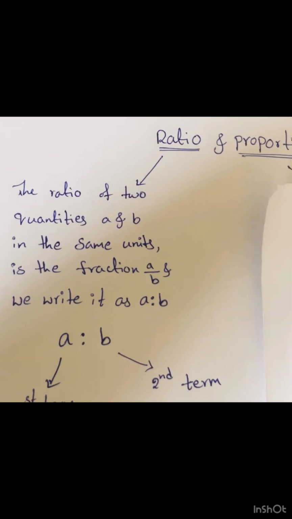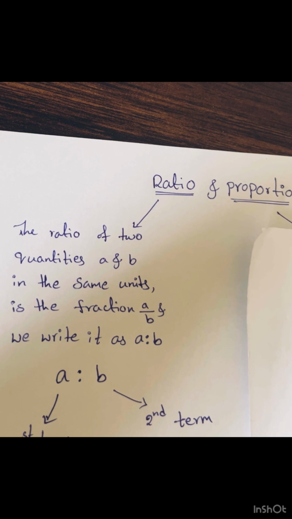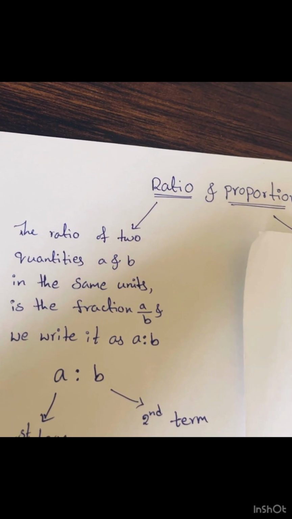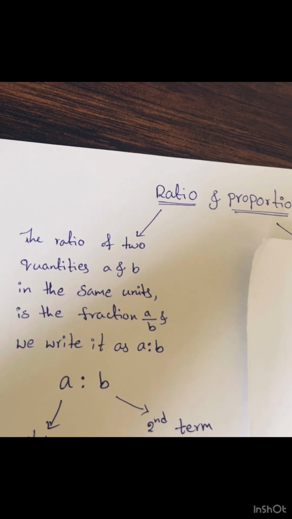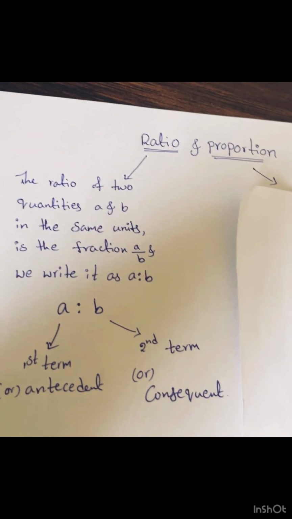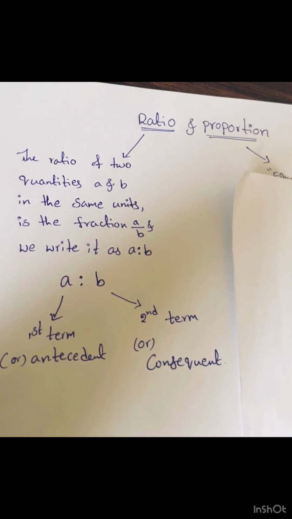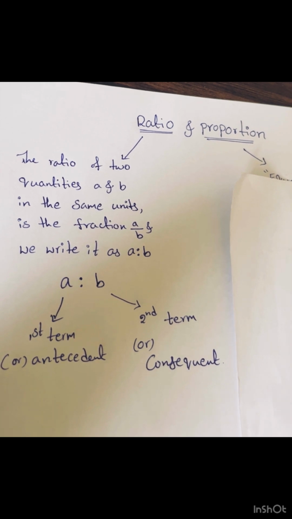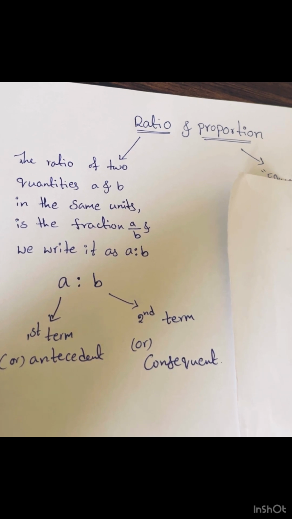Ratio is nothing but if two quantities A and B are in the same units, meaning if A is in centimeters, B is also in centimeters. If A is in meters, B is also in meters. We are taking two quantities, and the two quantities must be in the same units. At that time, we write the fraction like this: A by B. A by B can be written as a ratio, meaning A is to B.